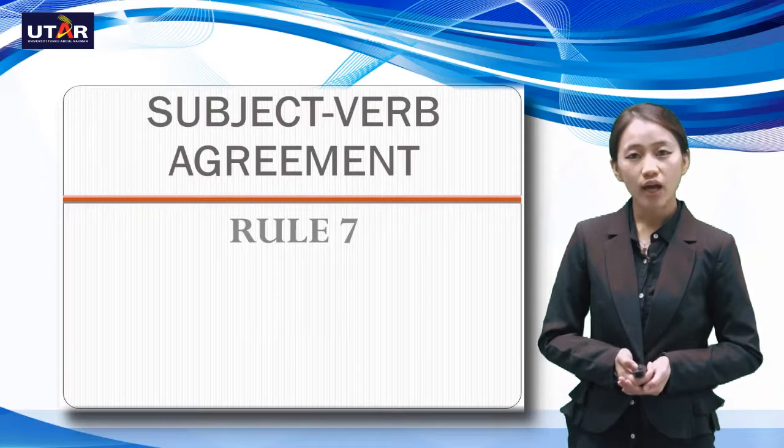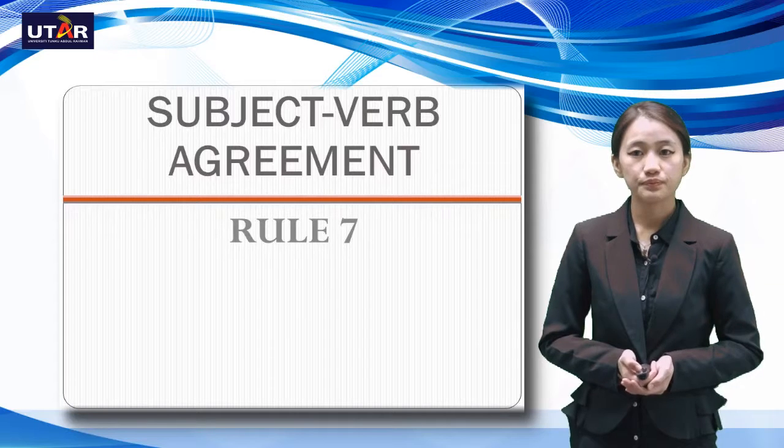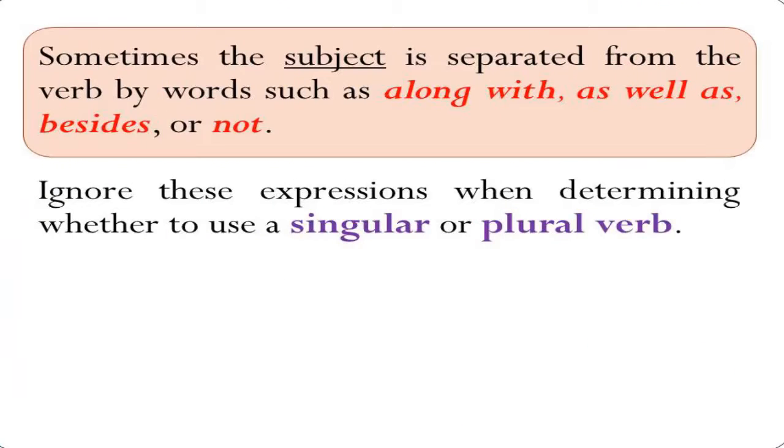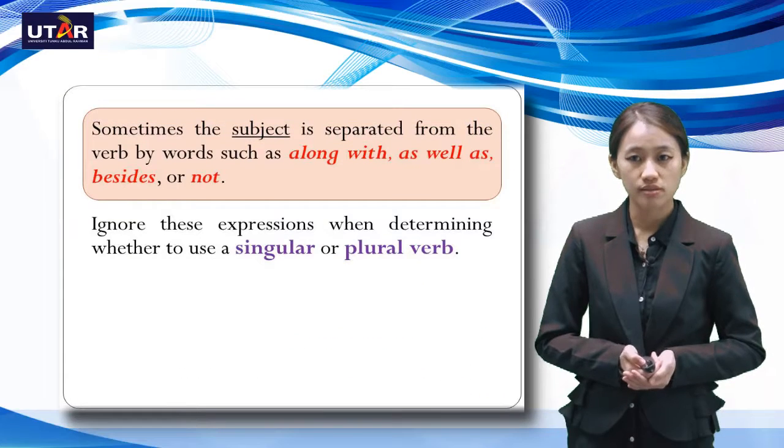Now let's look at rule number 7. Sometimes the subject is separated from the verb by words such as along with, as well as, besides or not. So when you see these phrases, you should ignore these expressions when you want to determine whether to use a singular verb or a plural verb. Now let's look at the example to understand more on this.